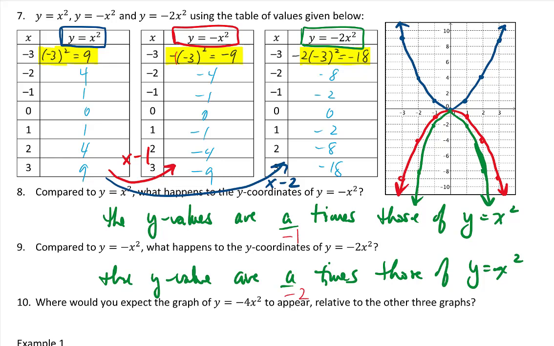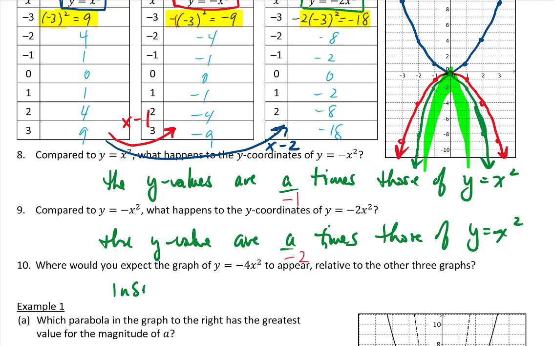If I was to graph y equals negative 4x squared, hopefully you see that, it would have to be inside the graph of y equals negative 2x squared, because it would be negative 4 times all those x squared values, which is what we call a stretch. So we can say inside the graph of y equals negative 2x squared.